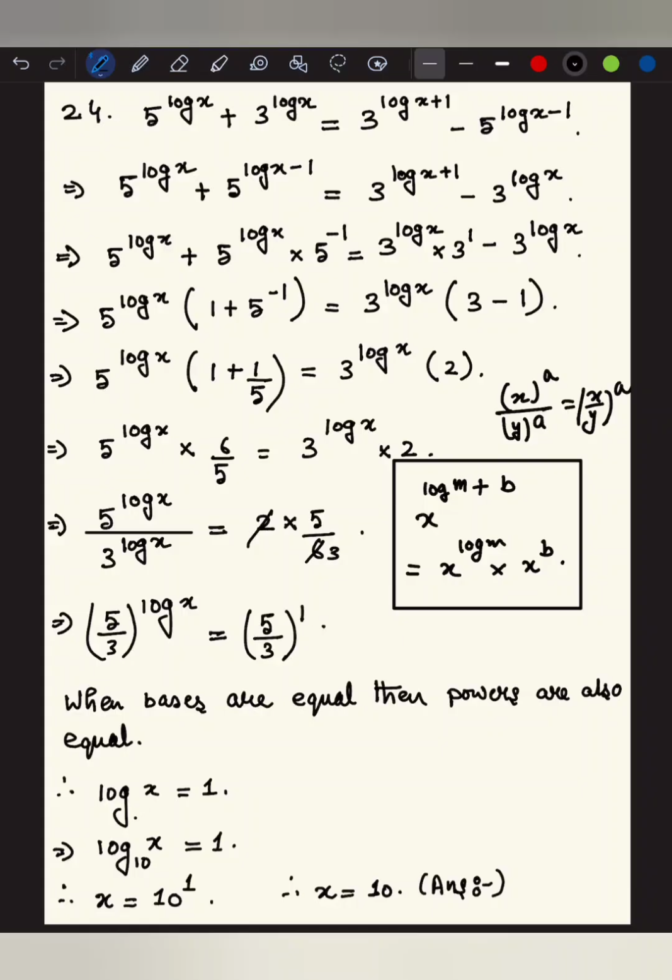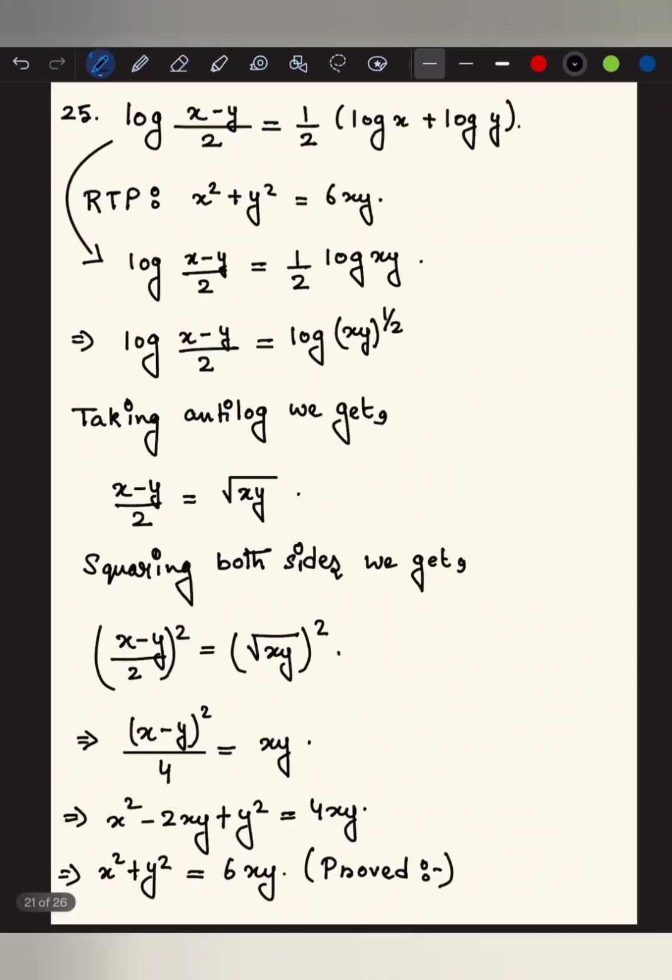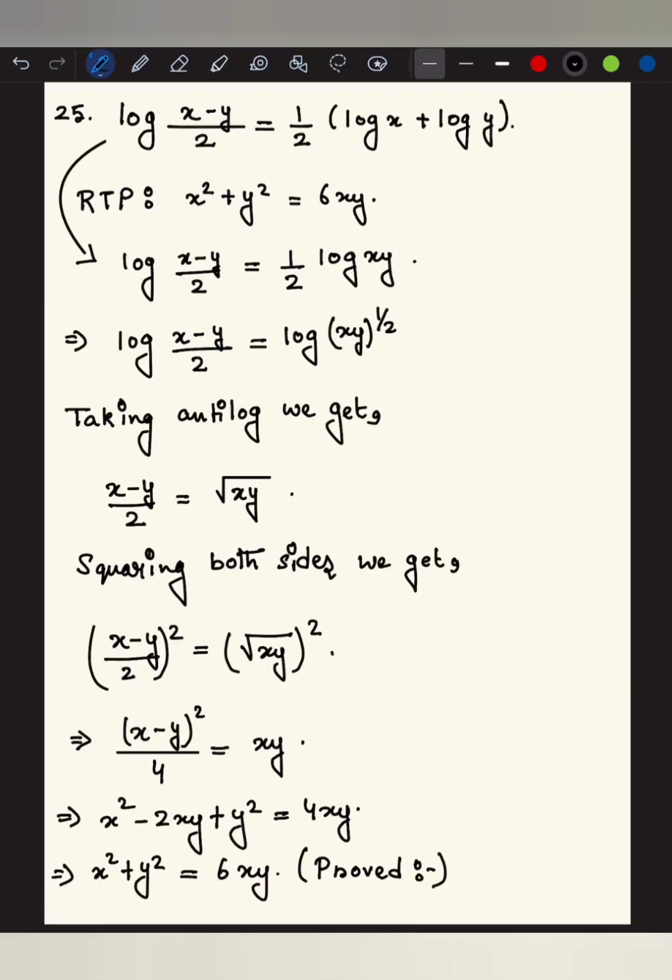Since the base is not given, we can take the base as 10. Therefore log x base 10 equals 1. Therefore x equals what? 10 to the power 1, that is x equals 10. Understood? Okay, let's come to question number 25.